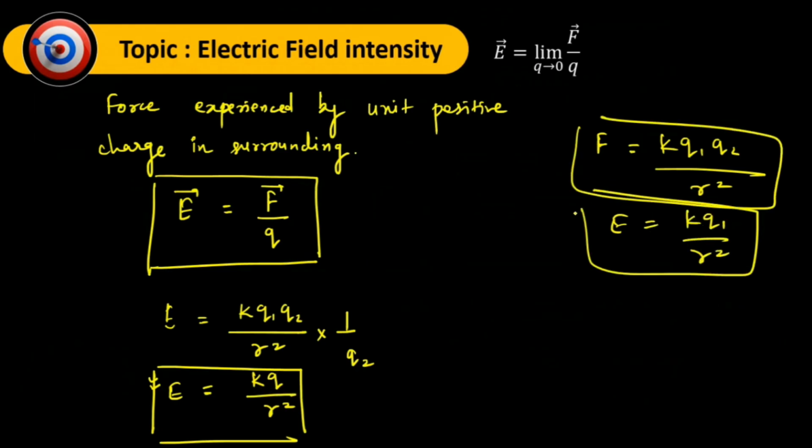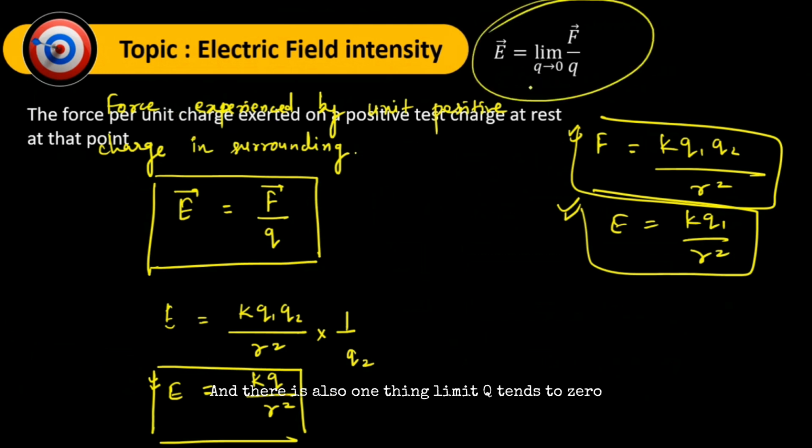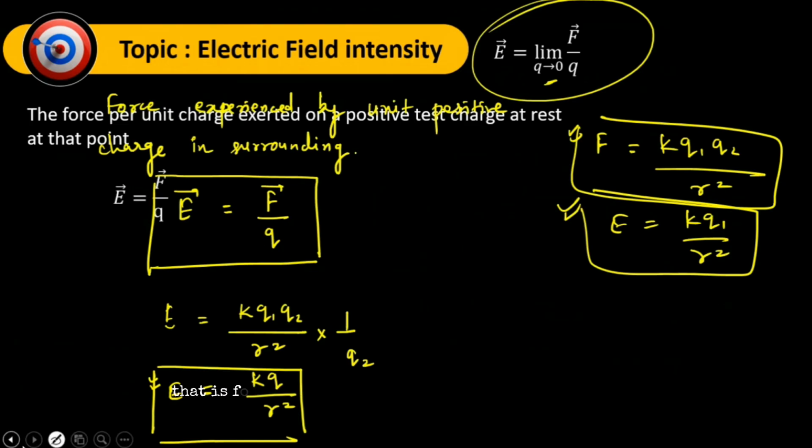So this is something which we will be comparing sooner or later. We need to understand how electric field and force vary. So this is the force per unit charge exerted on a positive test charge at rest at that point. And there is also one thing, limit q tends to 0. Limit q tends to 0 simply represents that the test charge's force is supposed to become 0, and whatever force any other charge is applying, that is something we can represent as electric field. That is force per unit charge.